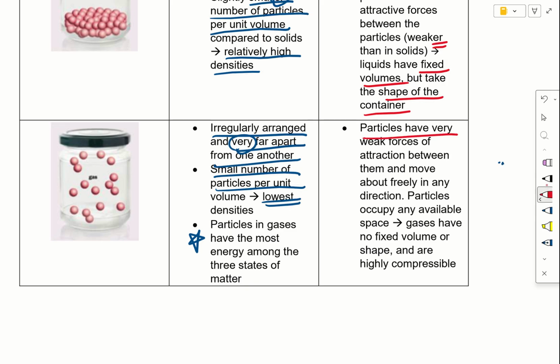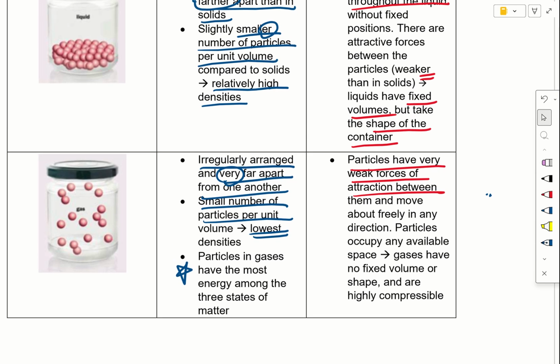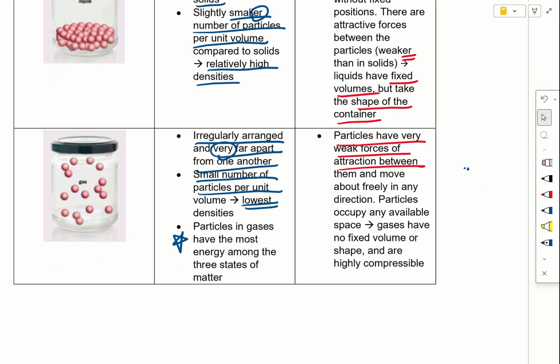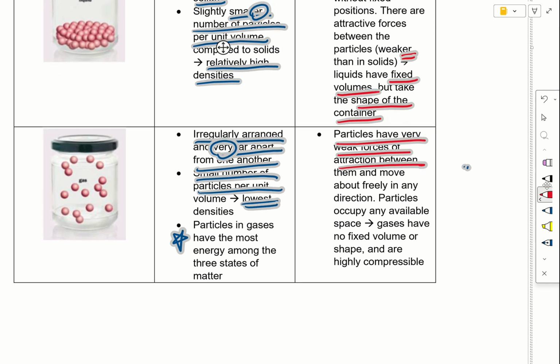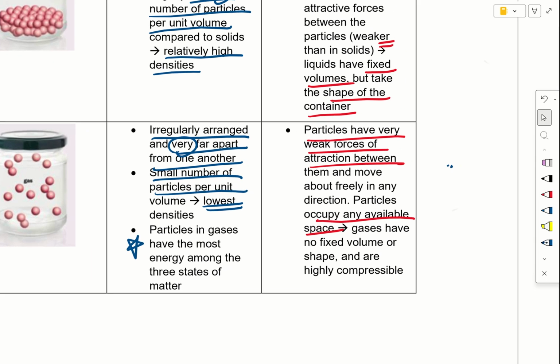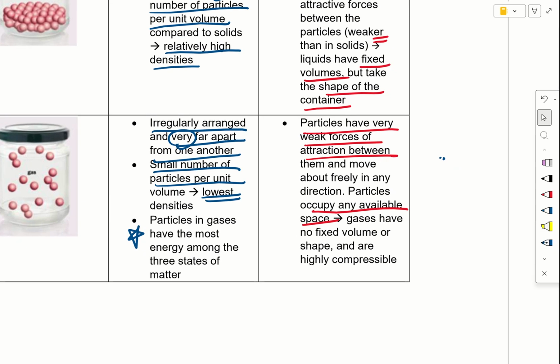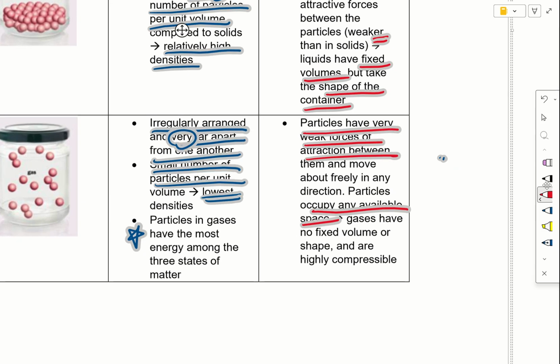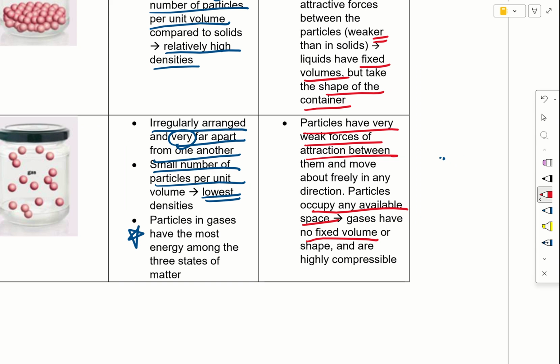Particles have very weak forces of attraction between them and move about freely in any direction. You can't use "slide over one another" here. That one is reserved for liquid particles. So the particles will occupy any available space, right? You have heard of the term diffusion, right? They go from high concentration to low concentration. Therefore, this results in gases not having a fixed volume. So gases have no fixed volume and no fixed shape, and they are highly compressible.